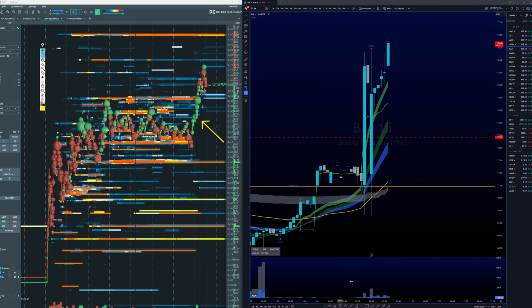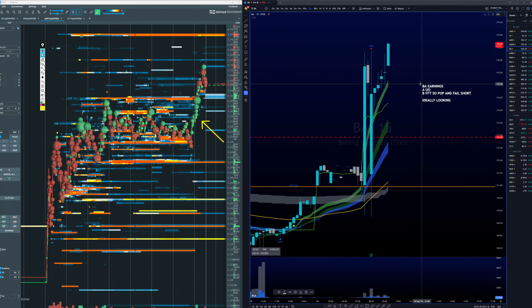But we need to put two plays over here. So we have BA earnings. A plan is going to be Andover, and B plan is going to be FFT. So pop and fail short. Ideally, looking for this to give up part of the move. It's a beaten down stock, so we're going to look at BA.